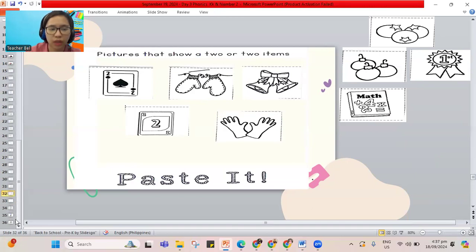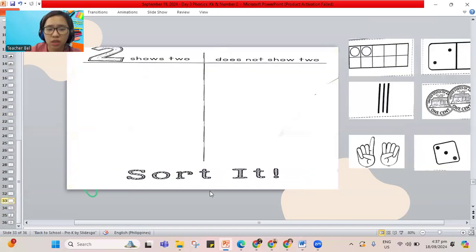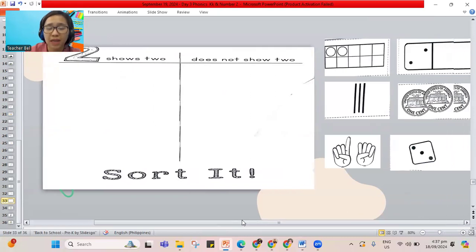If you're done with that page, good job. But if you're not yet done, pause the video, play it again once you're done. Okay, I told you it was almost done. We have the last page of our number set. You get to match if it's 2, or if it does not show 2.